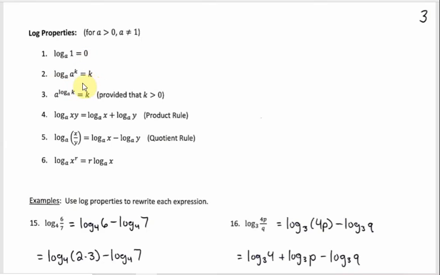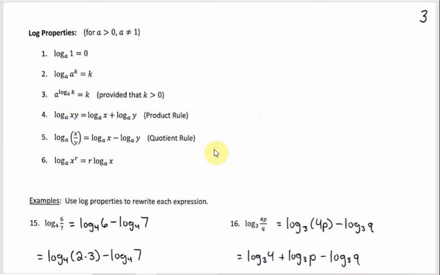Then this generally would have to be true just by the definition of how logs work: the log base a of a to the k would just be k, because what would you have to raise a to, to get a to the k? You'd raise it to k. This third one is just showing that the exponential expression and the log expression are inverses of each other. So number 3 isn't anything new, but 4, 5, and 6 are interesting.